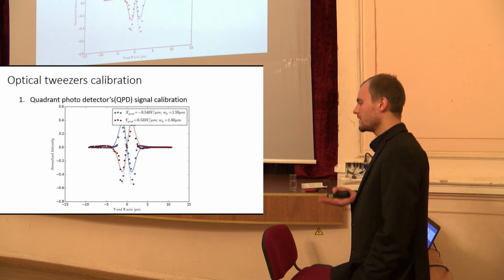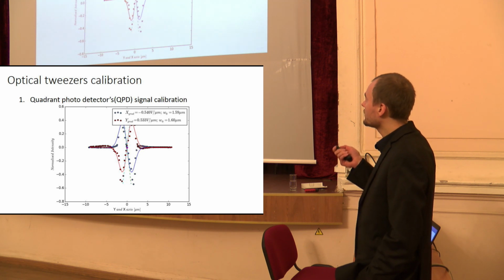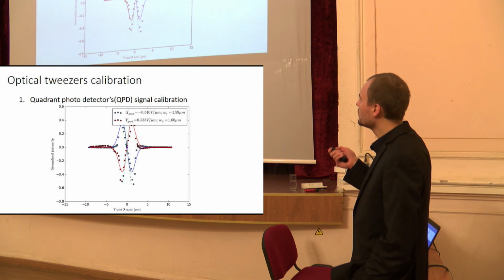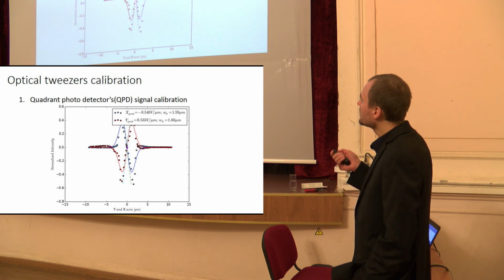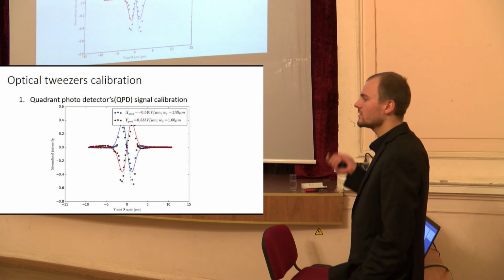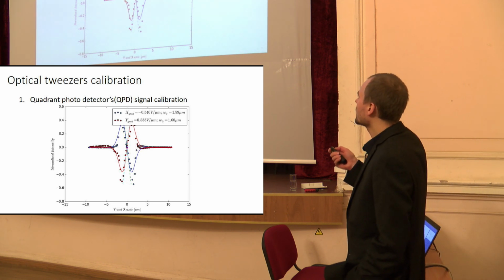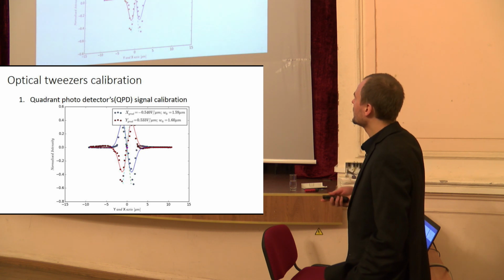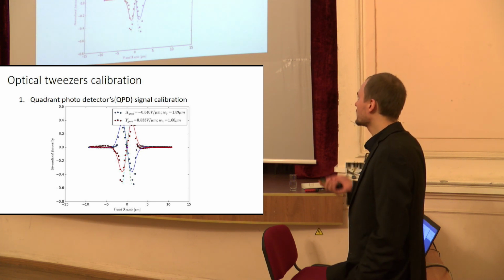We assume that if the bead is trapped in the trap, not stuck to the surface, then the bead would only deviate from the trap a few nanometers, or micrometers at most. So we assume that the case when the bead is trapped is this part when it's linear. And when we fit to this data, we acquire the detector's relation to the deviation of the bead from the trap.